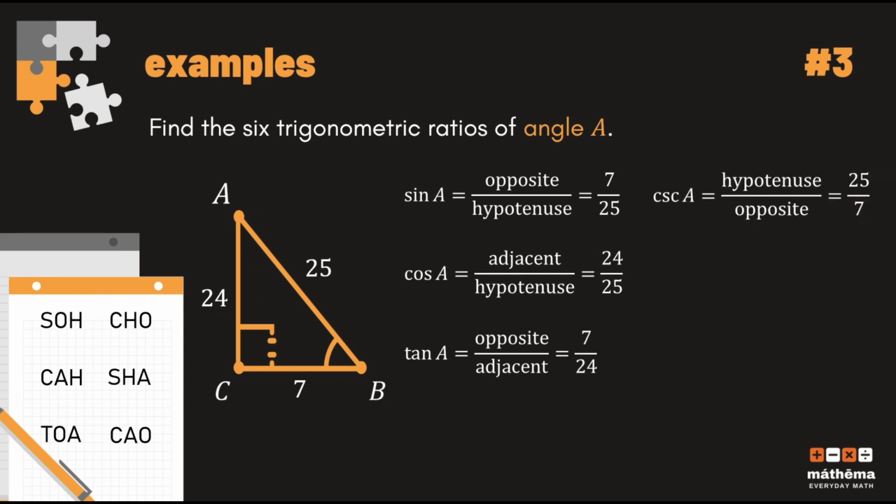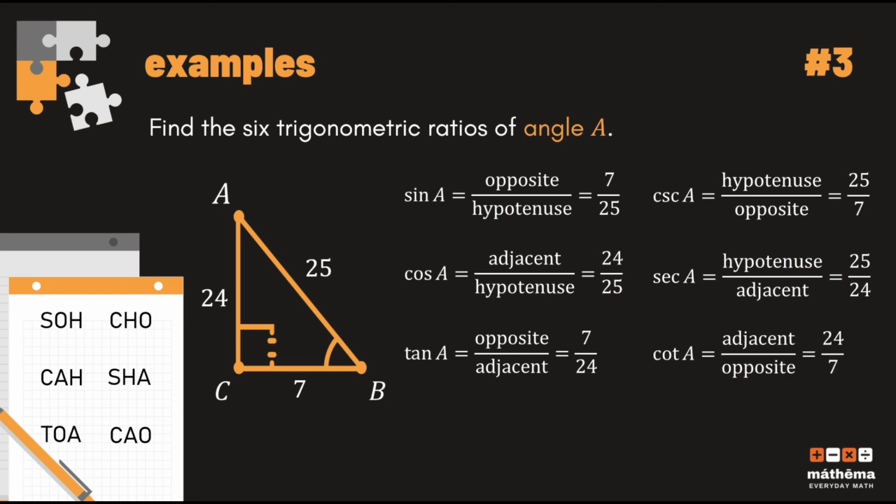Cosecant of A, hypotenuse over the opposite, 25 over 7. Secant of A, hypotenuse over adjacent, 25 over 24. And the last one, cotangent of A, adjacent over opposite, is equal to 24 over 7.